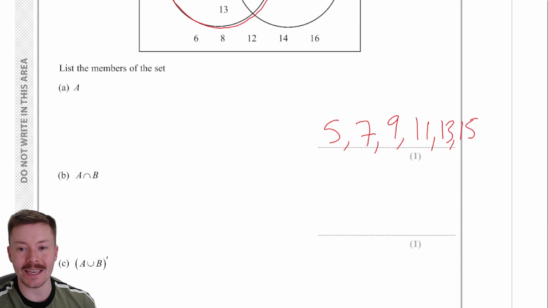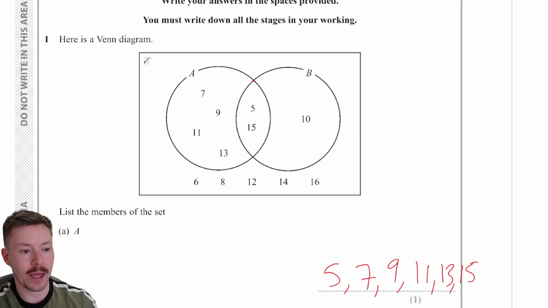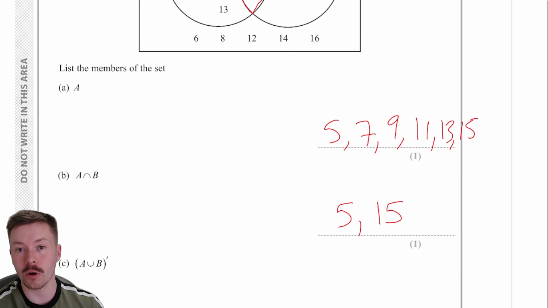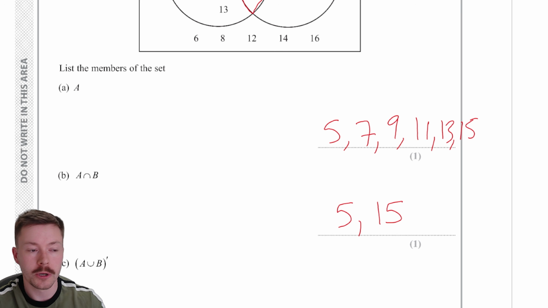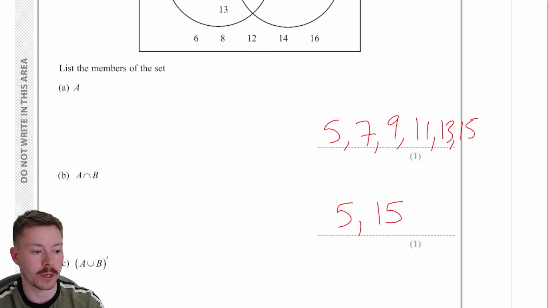The next question is A intersection B. Now if we go back up to the diagram, that will be where A and B are satisfied or cross over. So it's this bit here. Okay, now that is just 5 and 15. So go back down. 5 and 15, and that's only a 1 mark question, so you have to get the answer right to get the marks there. There's no marks for working out.